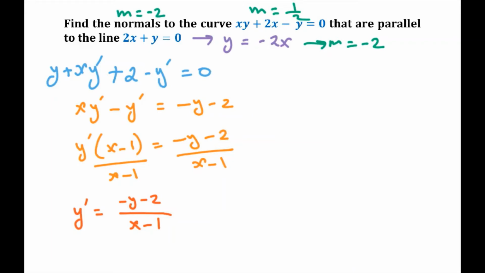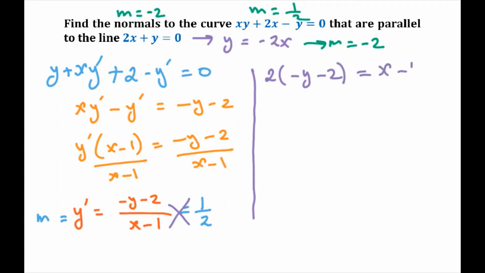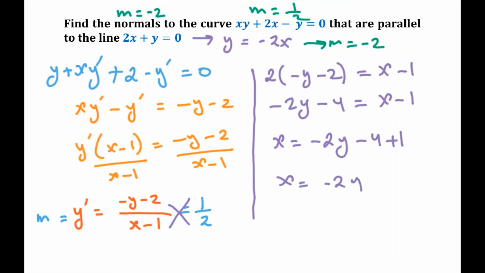Now since we know that this is going to be the slope of the tangent, that's going to be 1/2. So now I will solve by cross multiply. So that's going to be 2 multiply negative y minus 2 equal x minus 1. Expand. I'm going to solve for x. x equal negative 2y minus 3. Now I know x. I'm going to go to this equation here, substitute x by negative 2y minus 3.